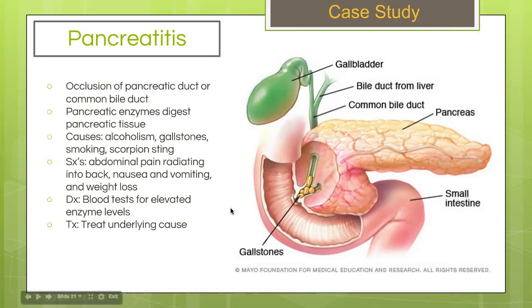We diagnose pancreatitis using blood tests. So we're looking for those enzymes that were supposed to be secreted into the duodenum. They are now going to be elevated, and so we'll see that on blood work that we take of someone that has pancreatitis. So to treat pancreatitis, we would treat the underlying cause. So if we had gallstones and it was severe enough, we would do a cholecystectomy. Smoking, we would try to get the patient to stop smoking. And a scorpion sting, we would do the antidote for that scorpion sting.